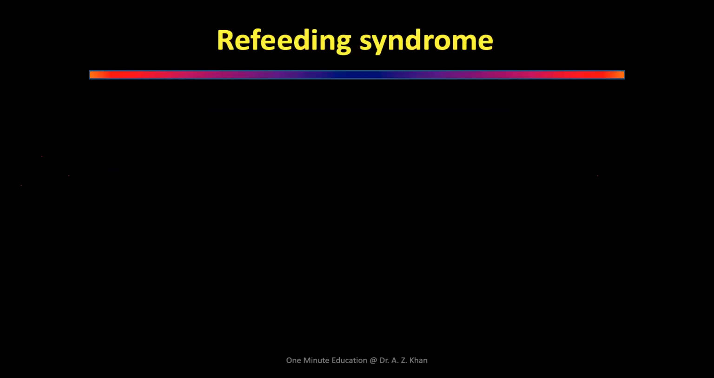What is this? You have to first tell me where you see this syndrome and three important biochemical problems that happen with this syndrome. I think I gave you this even in one of the MCQs, if I'm not mistaken. This comes in an MCQ for sure. What is this? Where do you get refeeding syndrome? And three important metabolic disorders that you get.